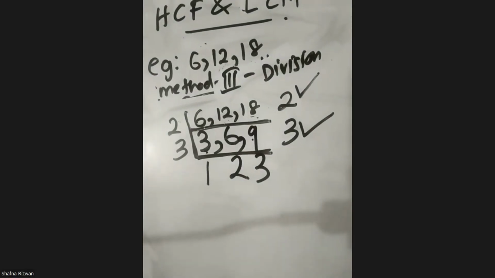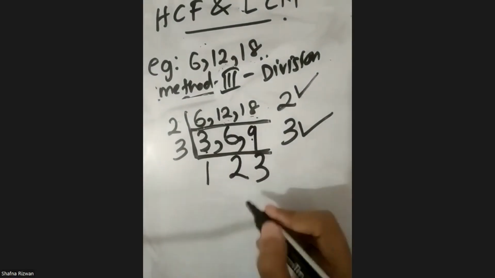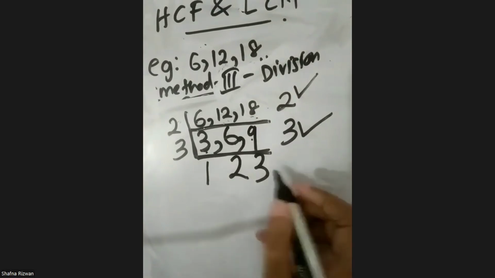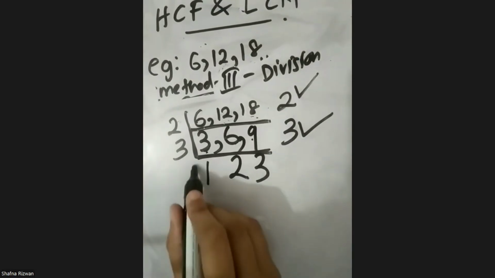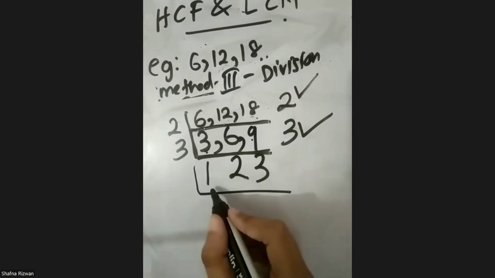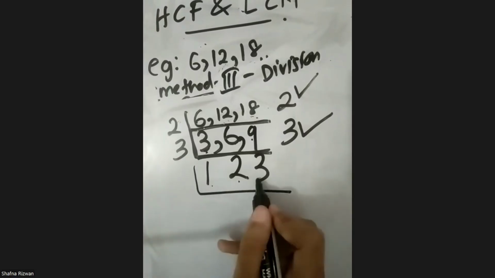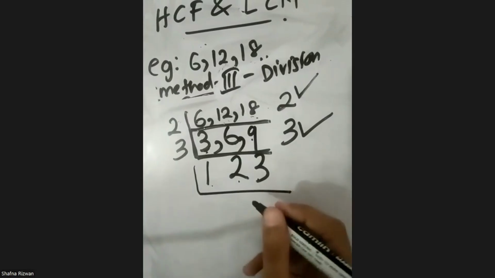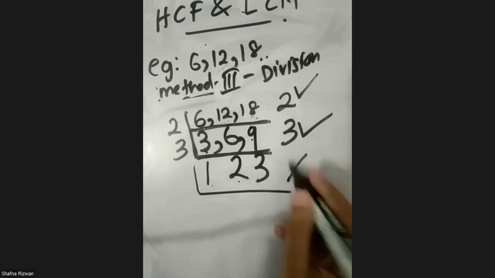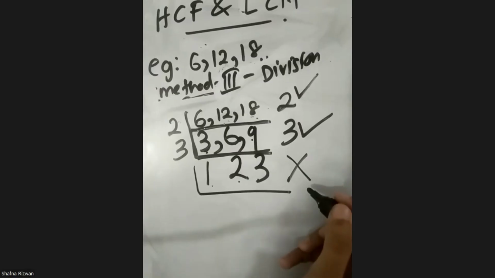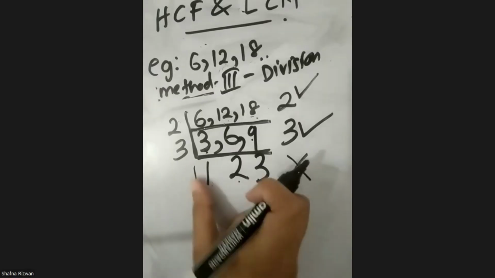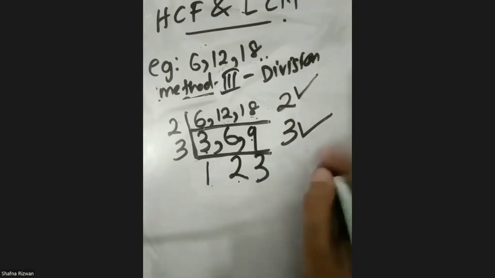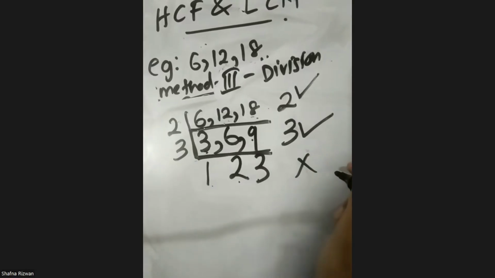Now we got all the answers here. Can I take it like this again? Can you say one number which divides 1, 2, 3 all together? Is there any number that will divide 1, 2 and 3 together? No, there is no number like that. So what will you do? You will stop your division here itself.